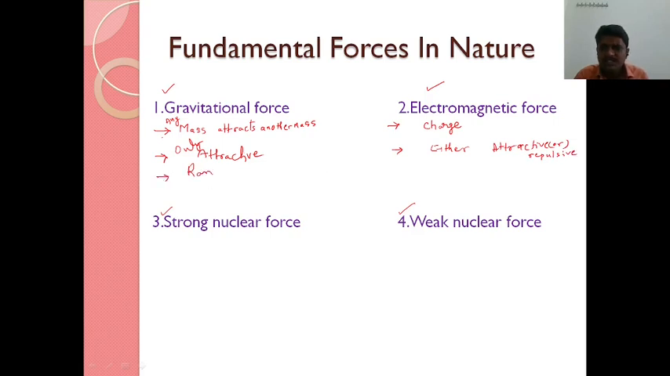What is the range of this gravitational force? Range is infinite. It is applicable anywhere. All the planets are revolving around the sun because the sun is exerting some gravitational force. There exists a mutual attraction between the earth and sun, even distant stars. One star attracts another star also. So it is applicable anywhere, it is universal.